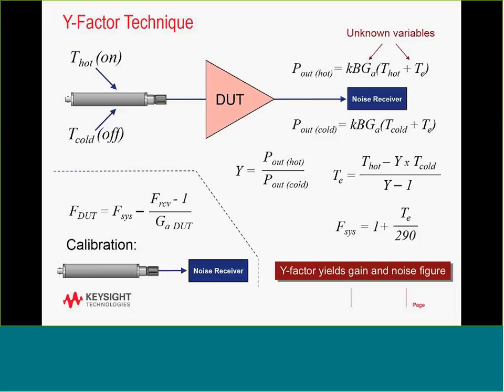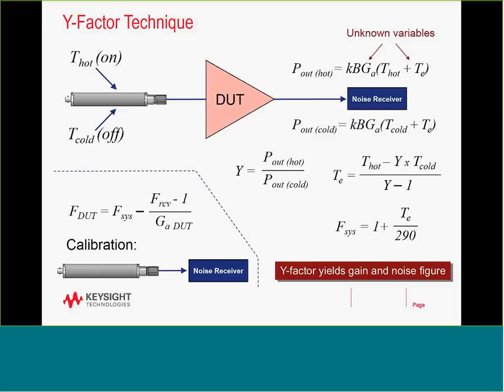Take a look at the Y-factor technique. We need to connect a noise source with an effective temperature off, or cold, and a temperature on, or hot, to the device, and at the output of the device, we then use a noise receiver and make two measurements, P out hot and P out cold. And if you take a look at the formula, we can see our famous KTB formula there.